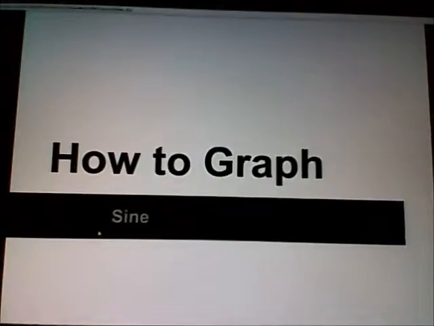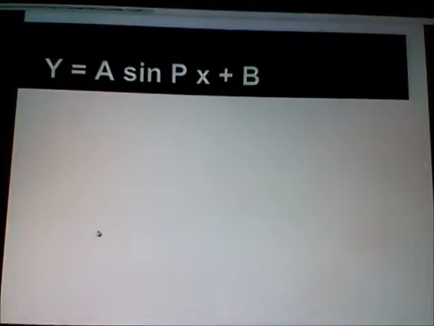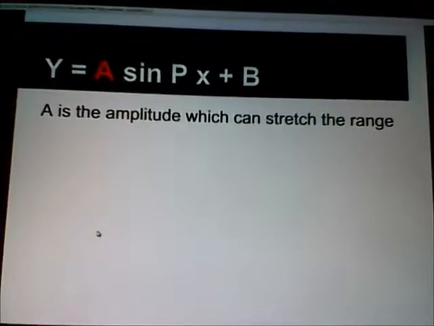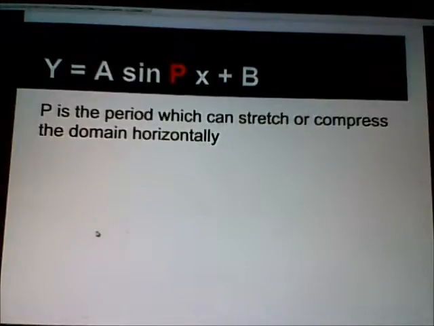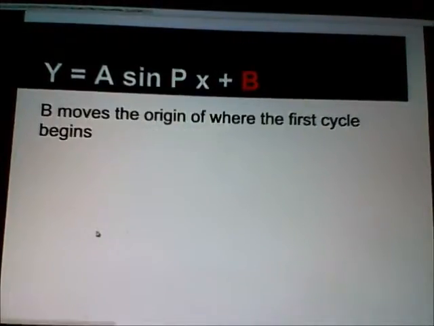In this video, you'll learn the techniques in order to sketch a graph of the sine function. First, let's get to know all the parts of the function. A is the amplitude, which can stretch the range. P is the period, which can stretch or compress the domain horizontally. And B moves the origin of where the first cycle begins, up or down the vertical line.